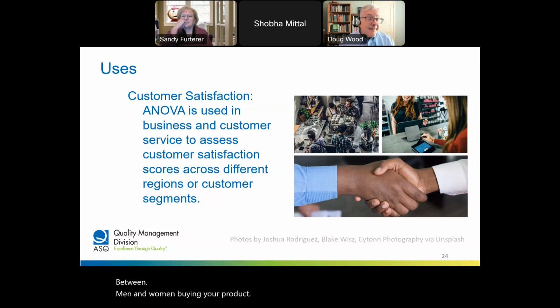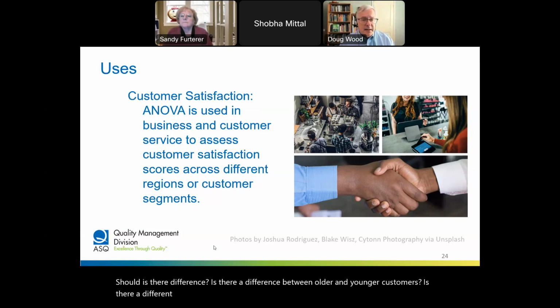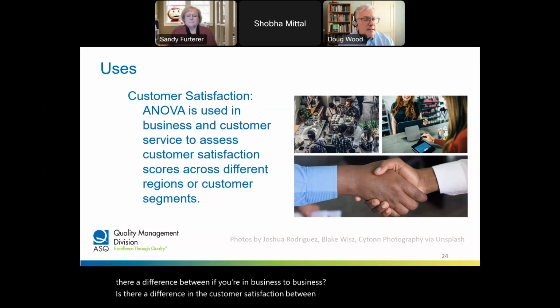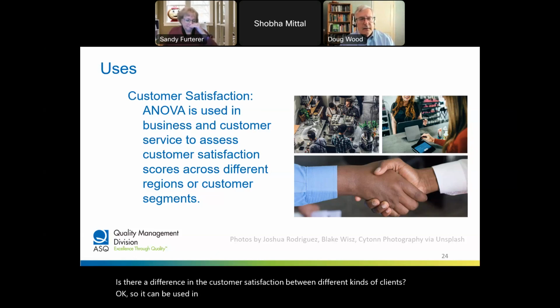Is there a difference between older and younger customers? If you're in business to business, is there a difference in customer satisfaction between different kinds of clients? So it can be used in the same way to figure out what's significant in this thing. And otherwise you might not know.